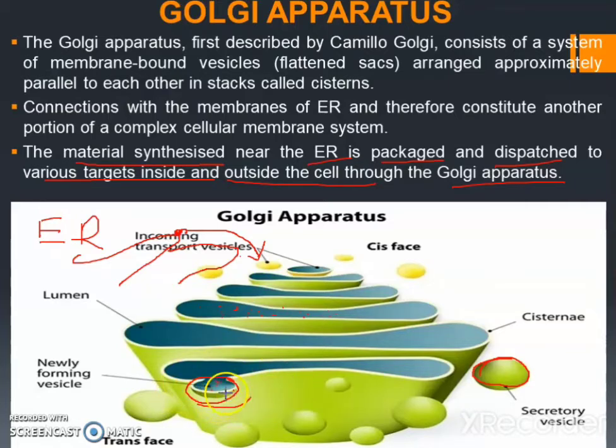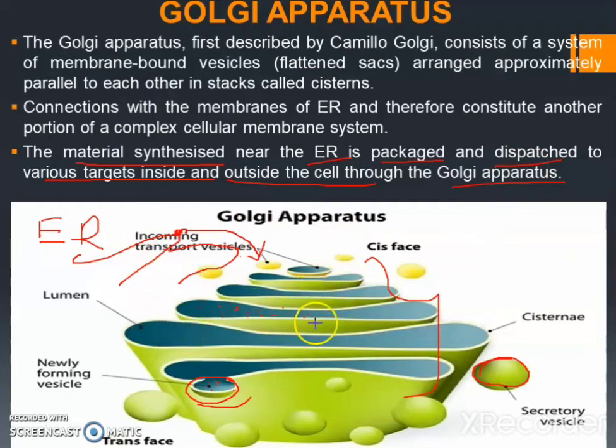Dispatch means they will make it move to the target place, and this target can be either inside the cell or outside the cell. Okay, and how is it done? It is done with the help of this Golgi apparatus. So the material synthesized near the endoplasmic reticulum is packed and dispatched. So what does the Golgi apparatus do? It has to pack and dispatch.